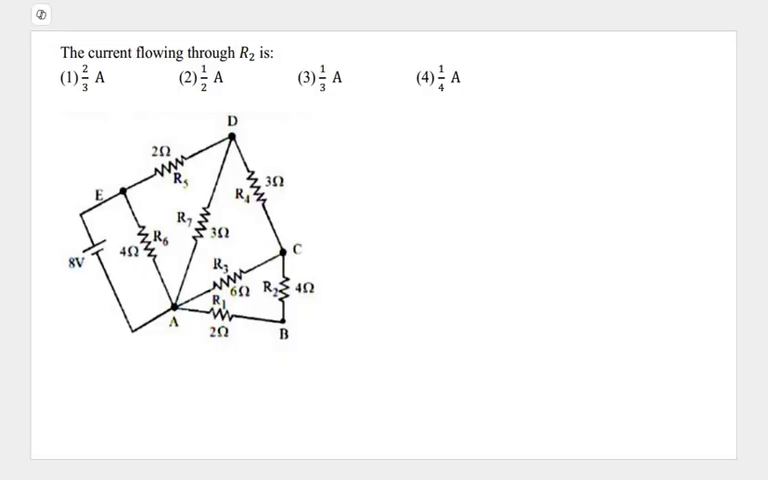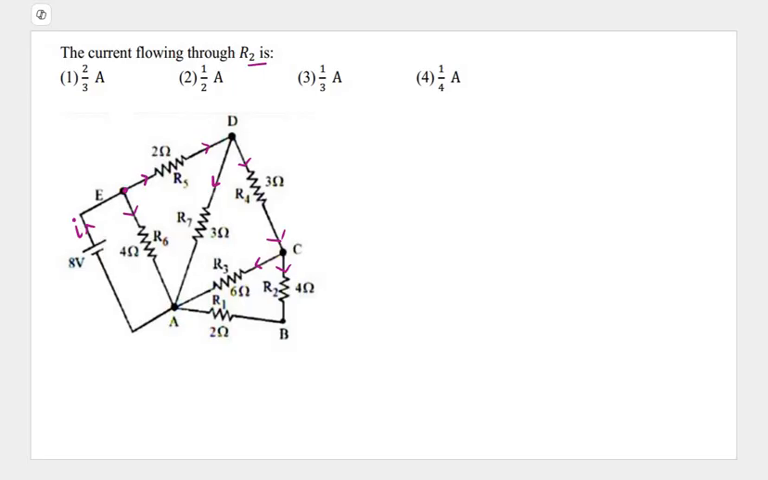The question is as follows: current through R2 is... So there is a network. From the battery a current I is coming. After reaching here it will split into two parts, here and here. Then again this current will reach here and split into two parts. Then after reaching here, again it will split into two parts, one part here and one part here. So this R2 I need to determine.